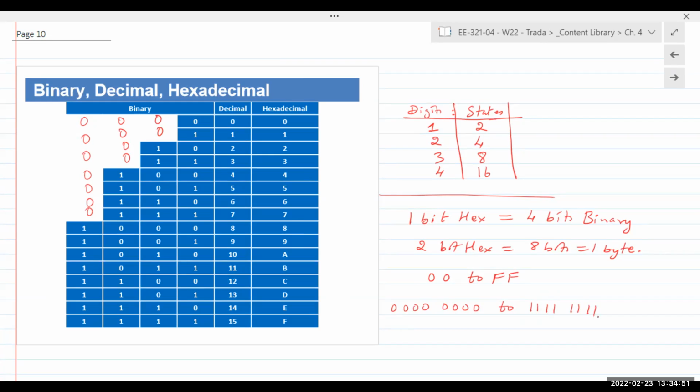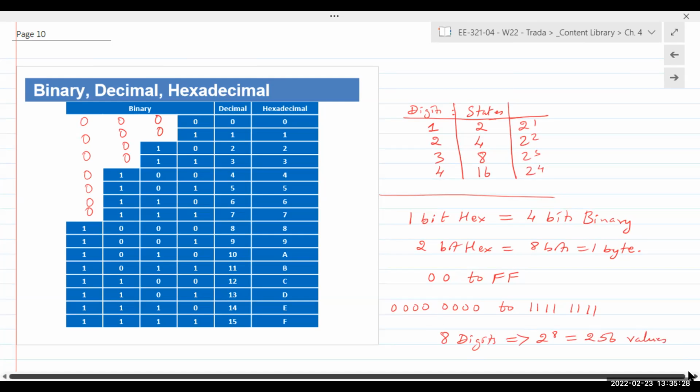So how many bits do we have? 8. So here, think about how many digits. If you have 1 digit, you have 2 possible states, 2 possible values. 2 digits, 4 possible values, 4 possible states. Base of 2, right? So it's 2 raised to 1, 2 raised to 2, 2 raised to 3, 2 raised to 4. So if you have 8 digits, 2 raised to 8 gives you 256 possible values.